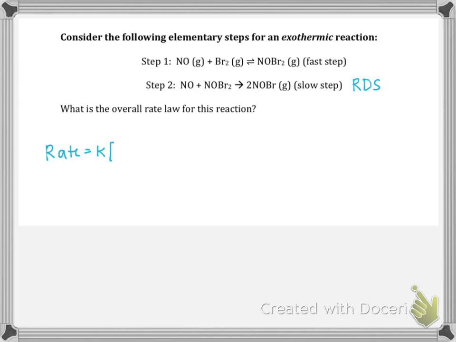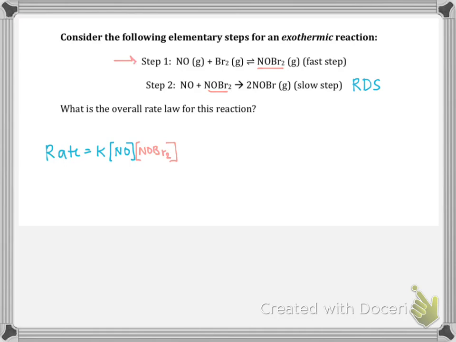So we'll have k times NO times NOBr2. Okay, so the problem with that rate law is that NOBr2 is an intermediate. It gets made and then used up again. So this isn't actually something that we're scooping into our reaction, so we don't want to write the rate in terms of that. So we need to come up with some way to replace it. And we're going to use step 1 to do that.